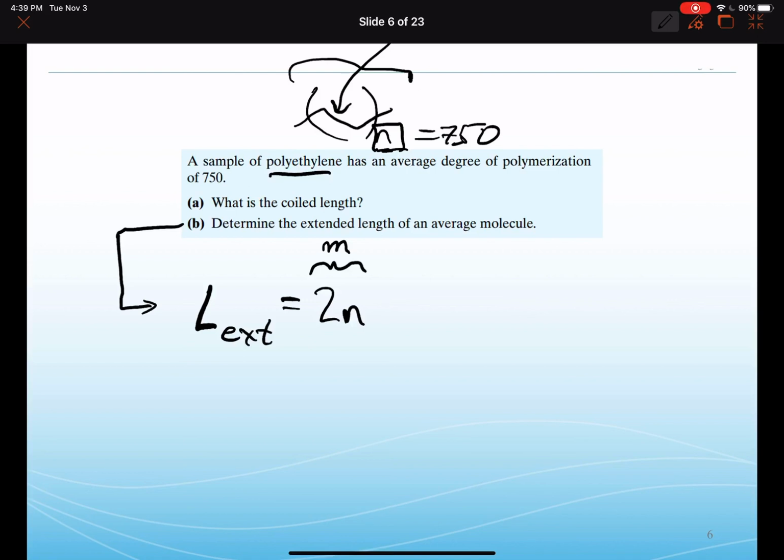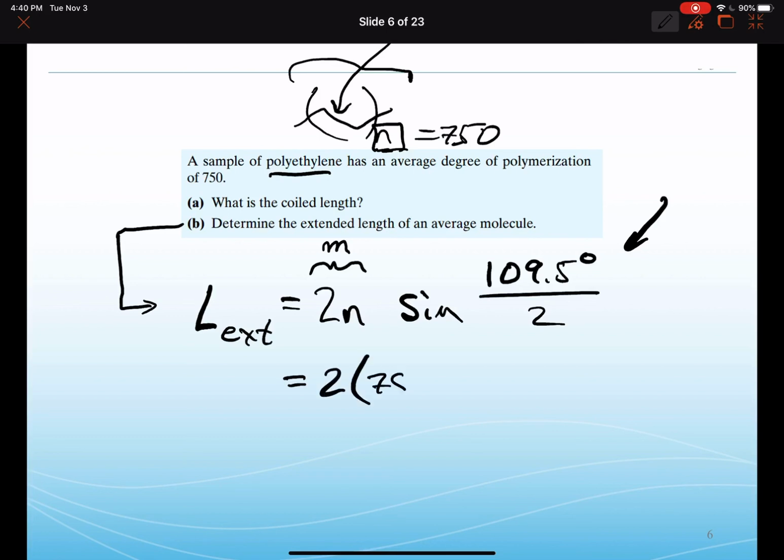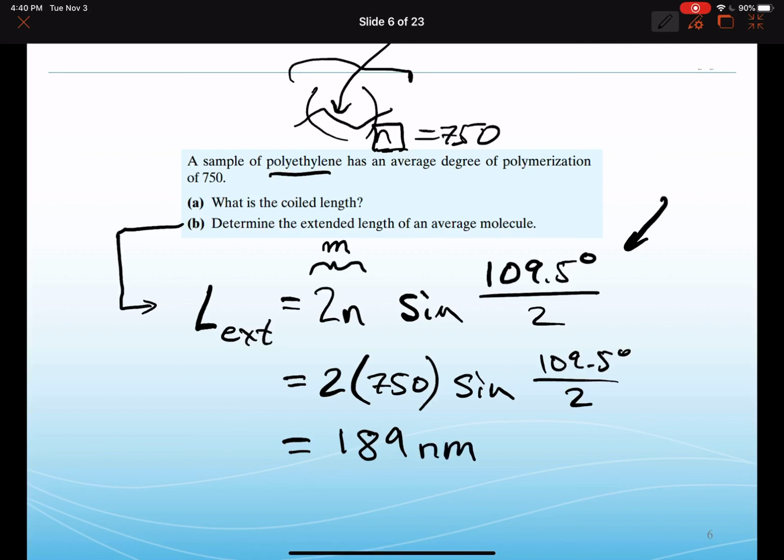by the same logic that we just did in part A. And that's going to be times the sine of the bond angle, so that's 109.5 degrees divided through by 2. Be careful using your degrees. Make sure your calculator's on the degree function rather than radians or grades. And we can substitute in some of the same values. So 750 for the degree of polymerization, 2 out front, and then we have the sine of that same fractional amount of 109.5 degrees. Okay, so solving for this, you should get an answer of about 189 nanometers for part B. Okay, so to remind you, that's the extended length, 189 nanometers.